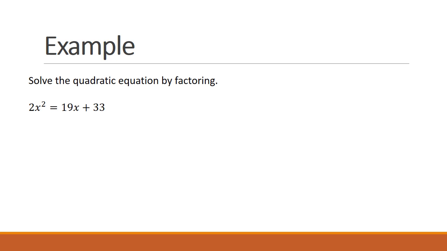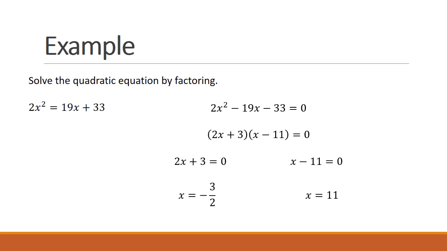Now try this one by factoring. Remember, you need to get everything on the left side of the equation and it needs to equal 0. Pause the recording, give it a try, and resume the recording to check your answer. Again, check your factoring, make sure you factored correctly. You should get negative 3 halves for x and 11.